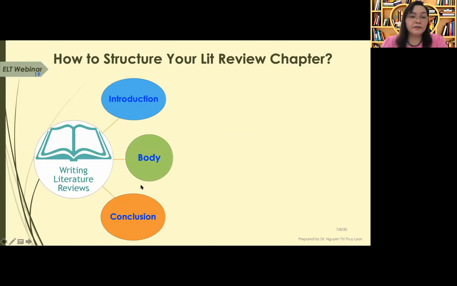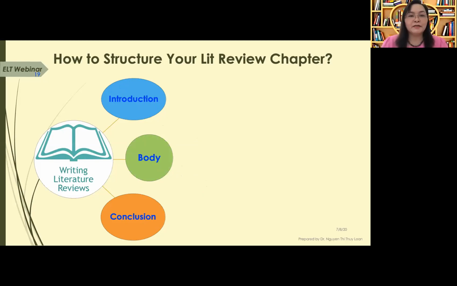And I need to emphasize here that this three-part structure is not used just one time in the literature review chapter, but repeatedly, depending on how many aspects or subtopics you are going to review. For each subtopic, for each aspect you are going to review, you have to organize them according to the three-part structure. So now let me talk about the whole chapter with the three-part structure.